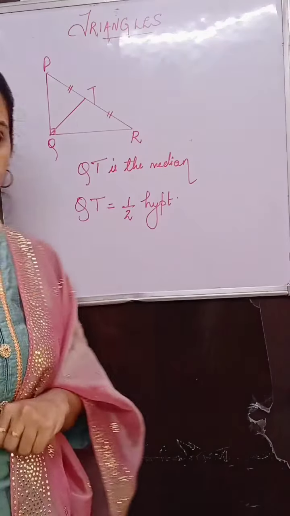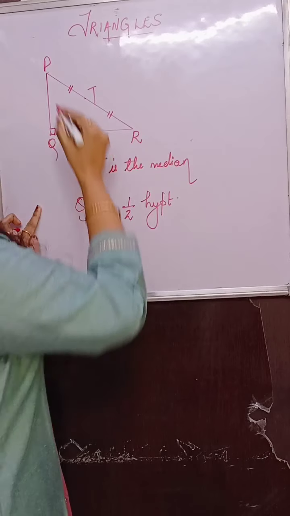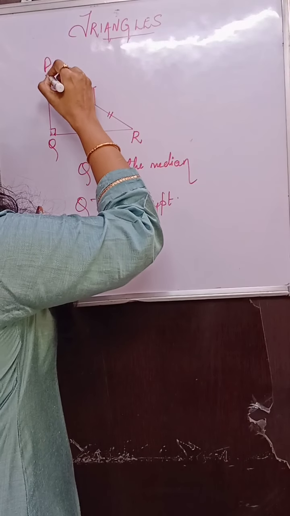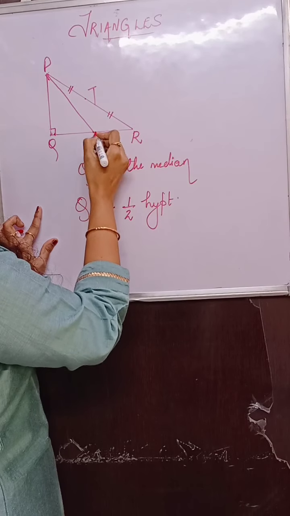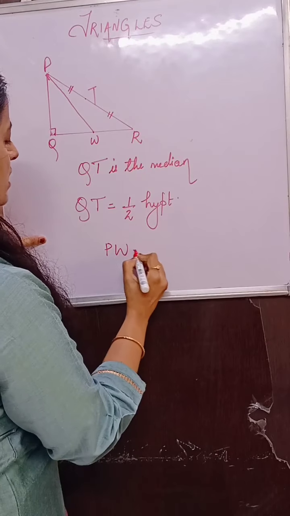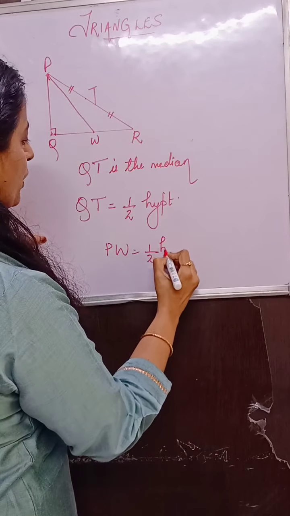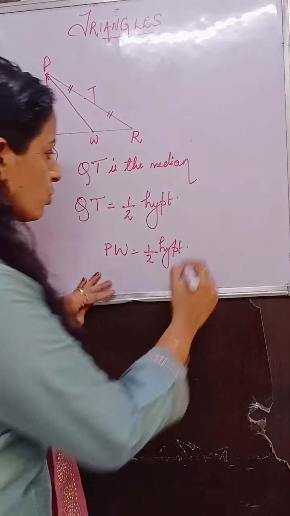That is the property. Suppose you have a right angle triangle. Then I have a median here. I have a median from P joining the midpoint of the opposite side. Let me take this as W. Can I write that PW is equal to half of the hypotenuse?